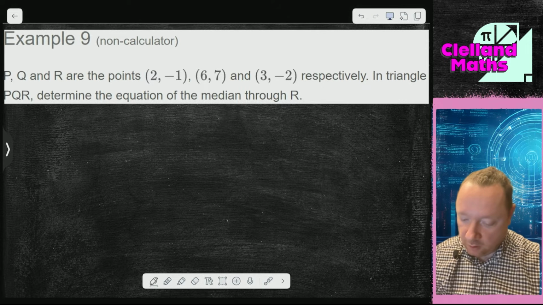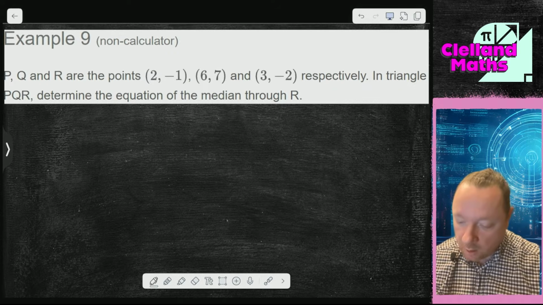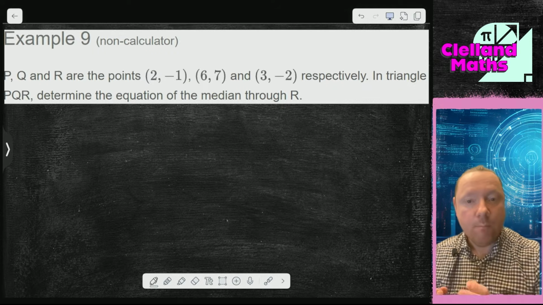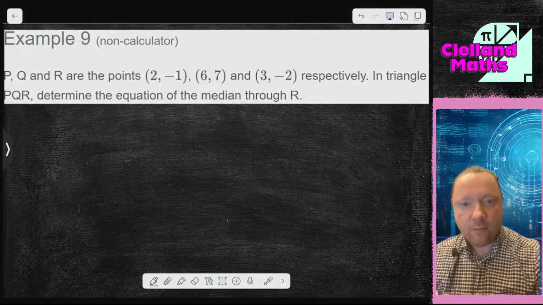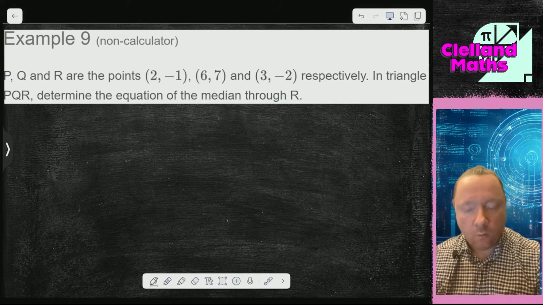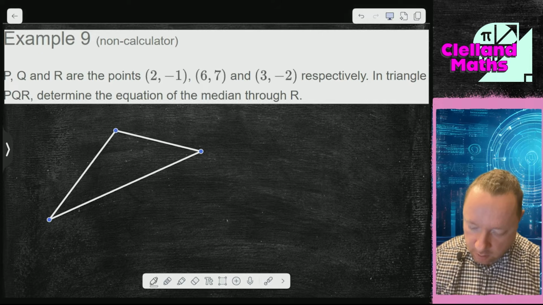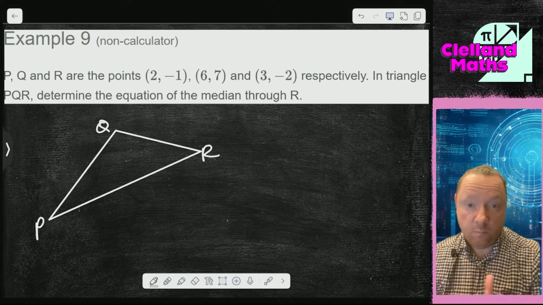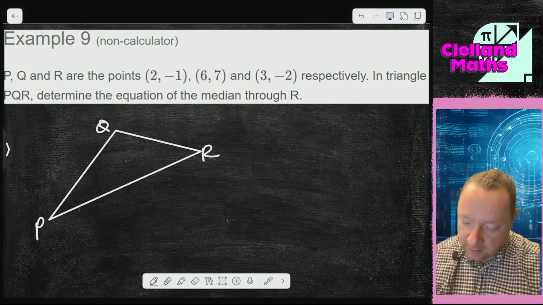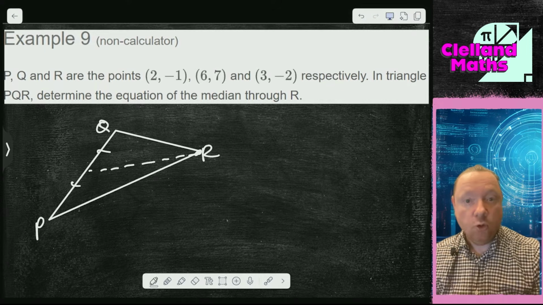In a triangle PQR, determine the equation of a median through R. So, median means midpoint. So, I like to draw this if I'm not given a diagram, just to give me something to work with. So I'll just draw a random triangle, let's say PQR. It does not have to be exact, or coordinates don't have to be where they're meant to be. It's just to get a picture. It says median through R. There's R. Median through it means the line that cuts this in half. And that shows me what I need to know.